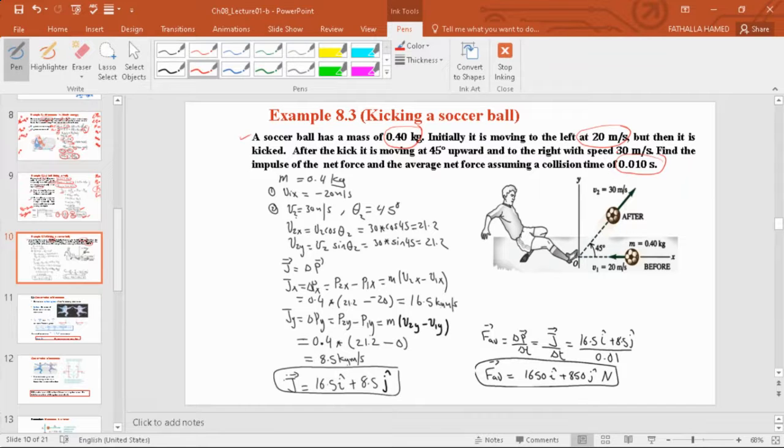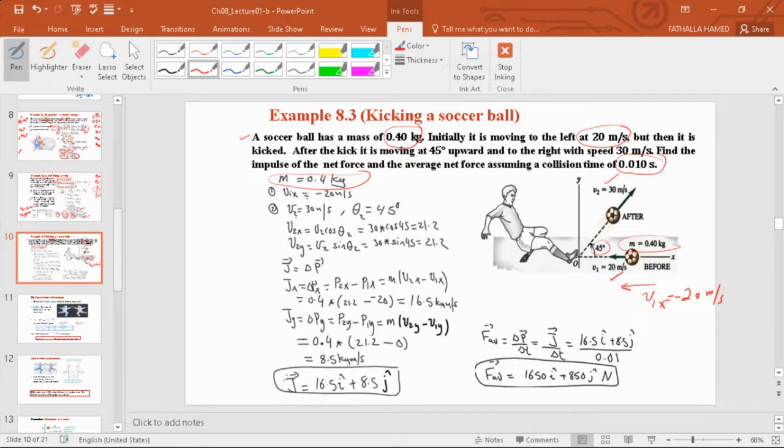So if you look at the cartoon here, the ball is coming in here. Remember, in the previous example, we said that here I can say that v1x will equal minus 20 meters per second. But I'm using v1, so I'm only talking about the magnitude, which is the speed now. So the speed here is 20 meters per second. The speed here is 30 meters per second, and it makes an angle of 45 degrees. And this is my mass. So the mass is 0.4 kilograms.